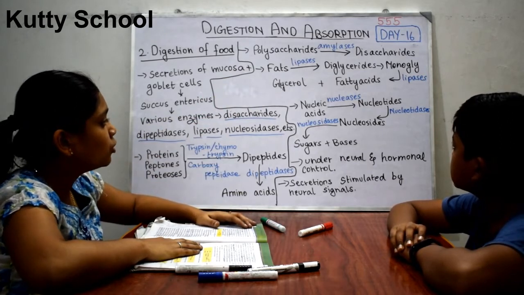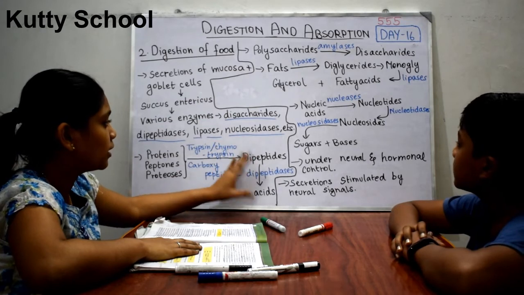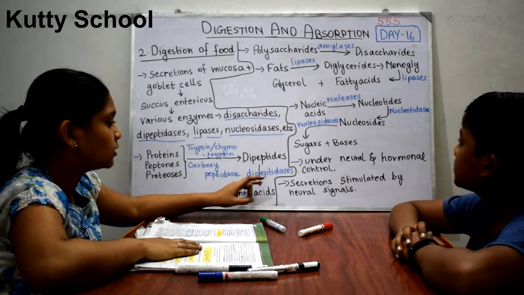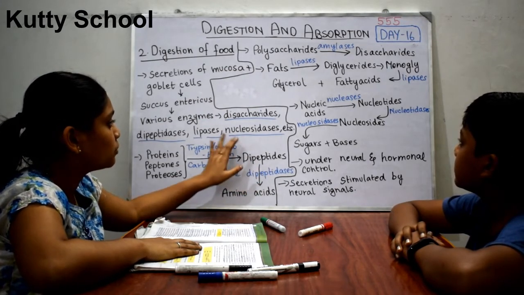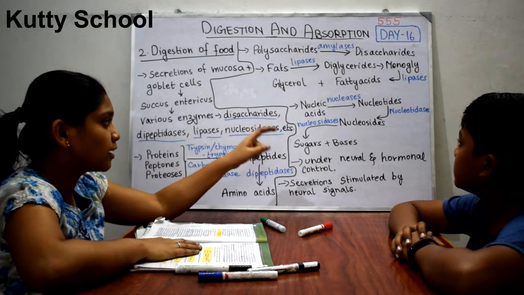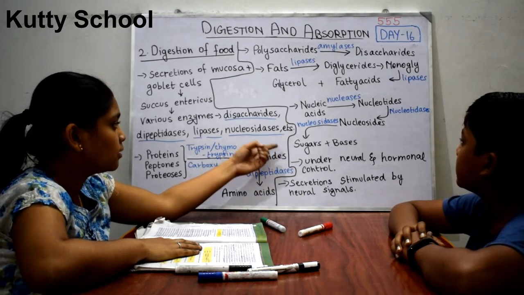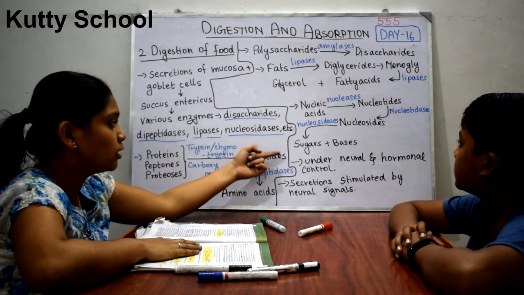So and then nucleic acids, which are present in the food. These all are present in food. Okay. So it is broken down into simpler substances. So nucleic acids, when reacted with nucleases, form nucleotides. Nucleotides, when reacted with nucleotidases, form nucleosides. Nucleosides, in the presence of nucleosidases, form sugars plus bases.